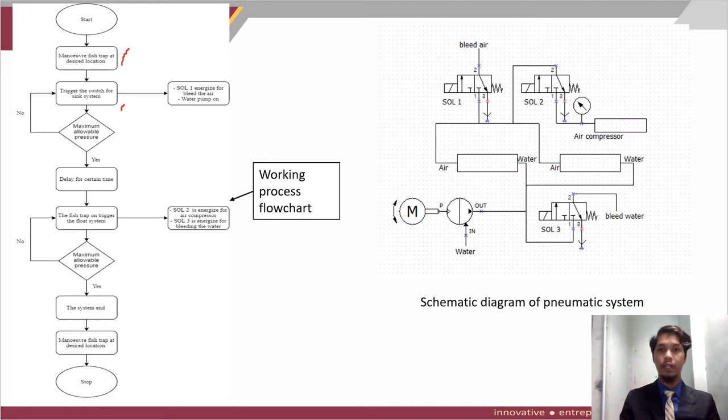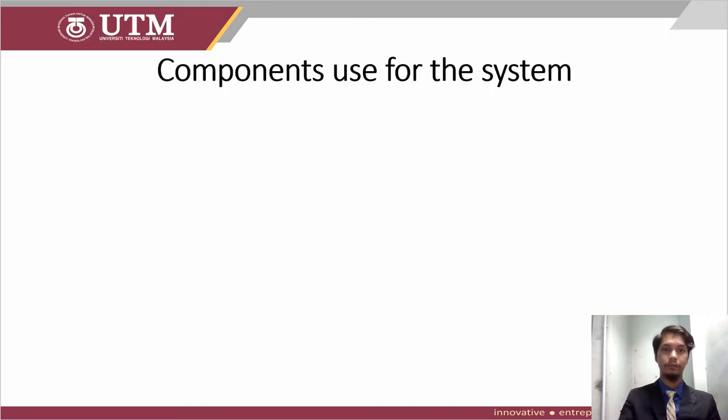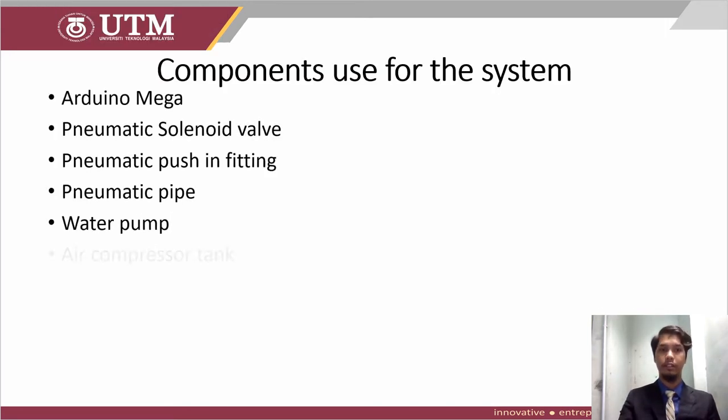The fish tank will be on after a certain time and will trigger the float system. The float system will energize solenoid 2 and solenoid 3. Solenoid 2 is for the air compressor to send air into the ballast tank, and solenoid 3 is for bleeding the water until the maximum allowable pressure for the air. After that, the system will end and maneuver the fixture to the desired location. This is the component used for the system.